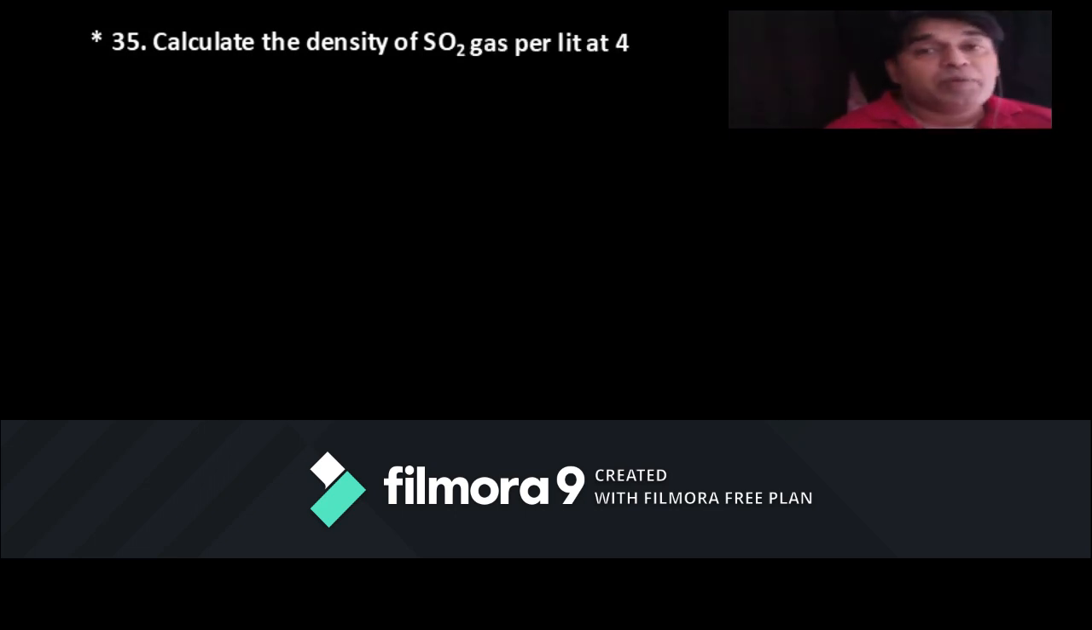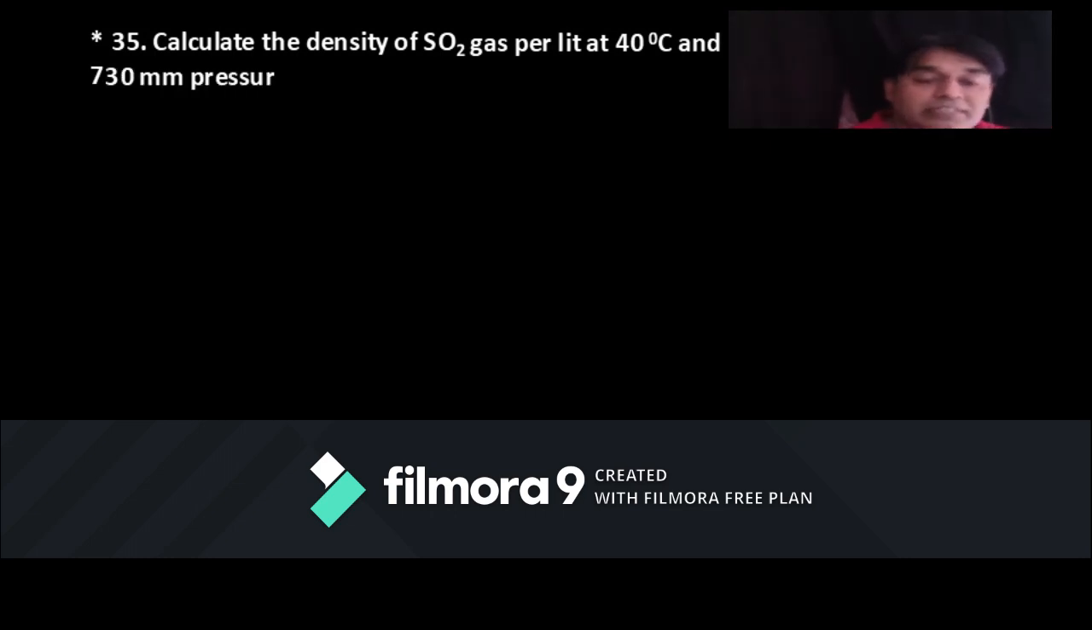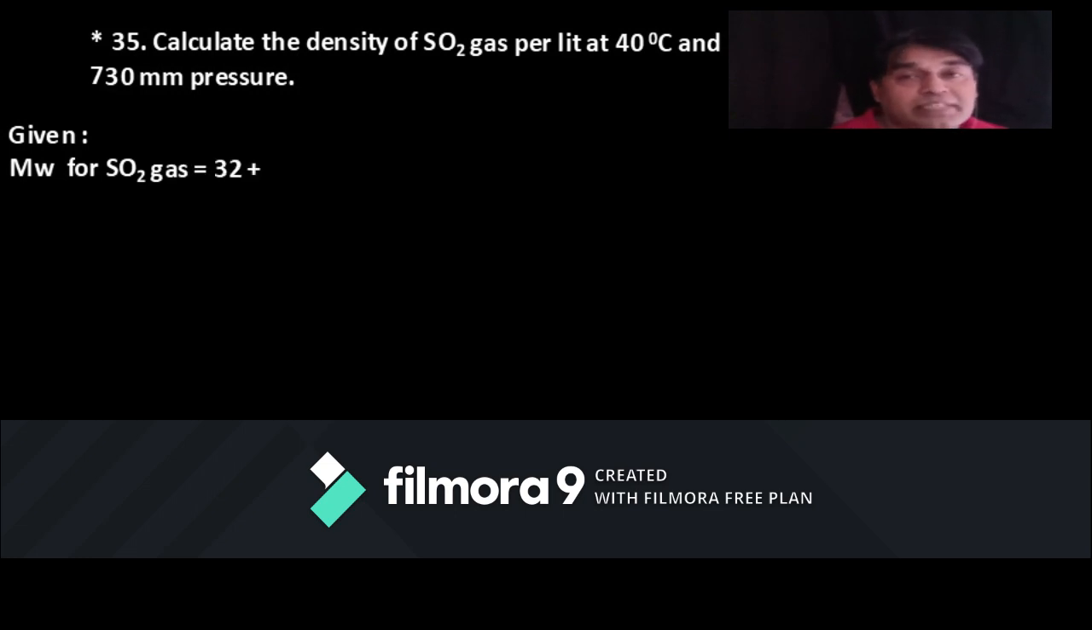The next problem is to calculate the density of sulfur dioxide gas per liter at 40 degree Celsius and 730 mm pressure. You know that sulfur dioxide is a very dangerous gas. It affects pollution. It is obtained from vehicles. The molecular weight of sulfur dioxide gas is 32 plus the atomic weight of oxygen, 16. Therefore 16 into 2 is 32, plus 32, that is 64.